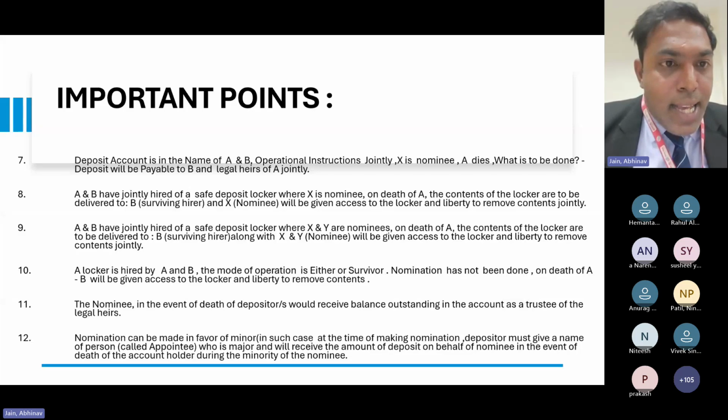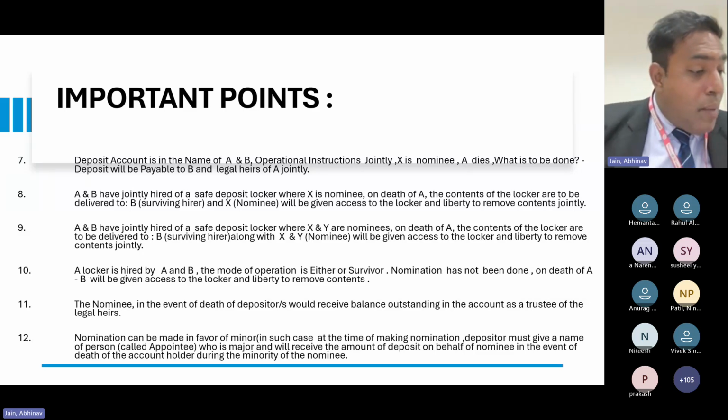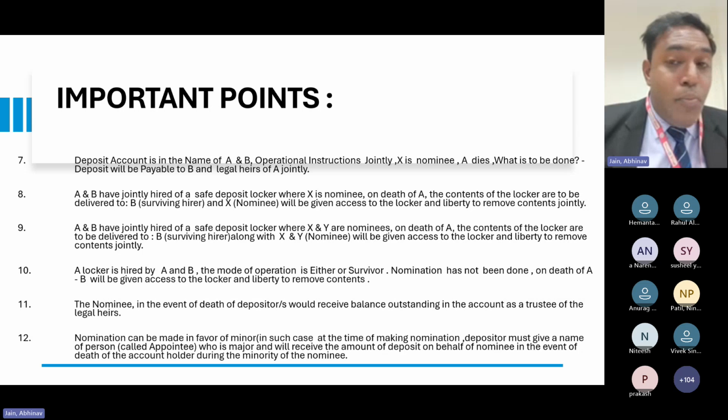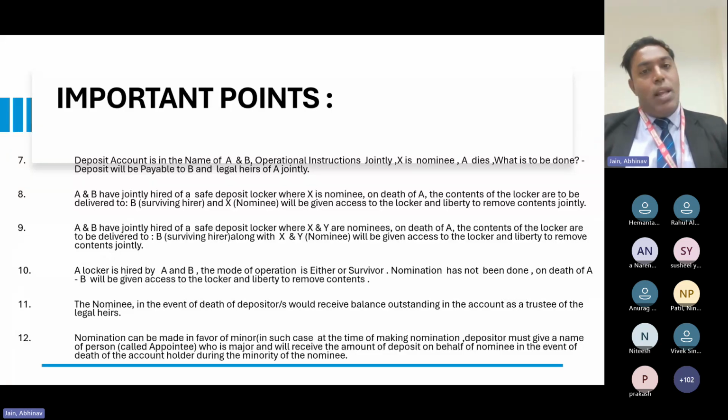Now again, in the next case, A and B have jointly hired an SDB locker where X is the nominee, and A dies. Then the content would be taken by whom? The content would be taken by B and X both. Since X was the nominee, here the surviving hirer as well as the nominee have a joint right to the contents. So they will take the contents together.